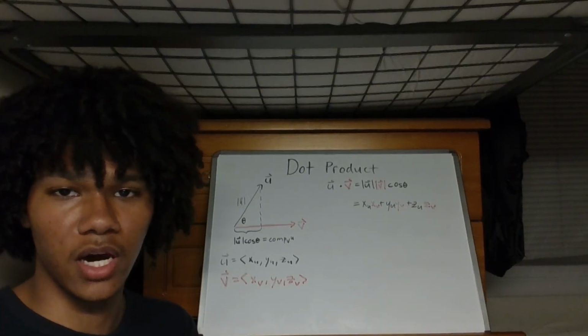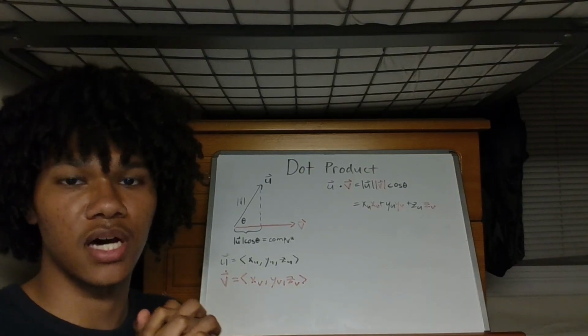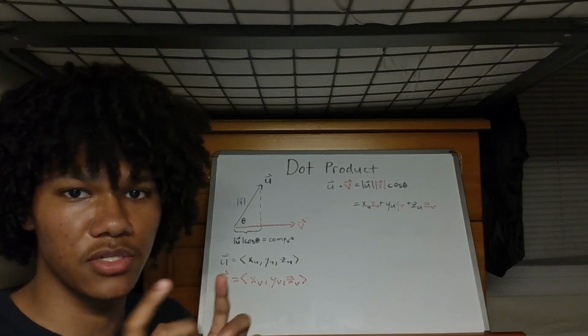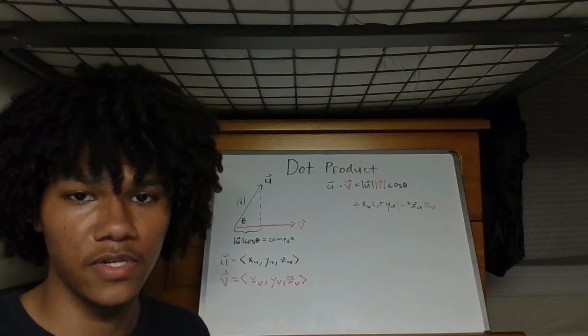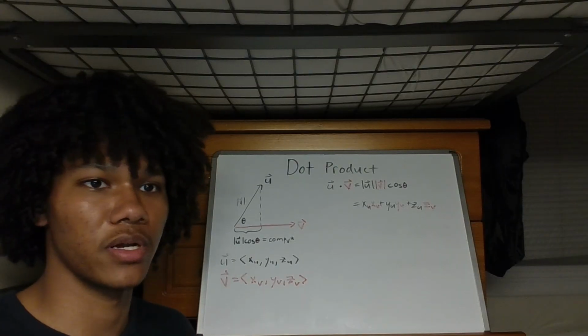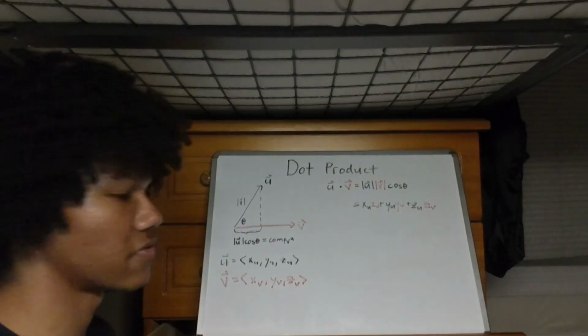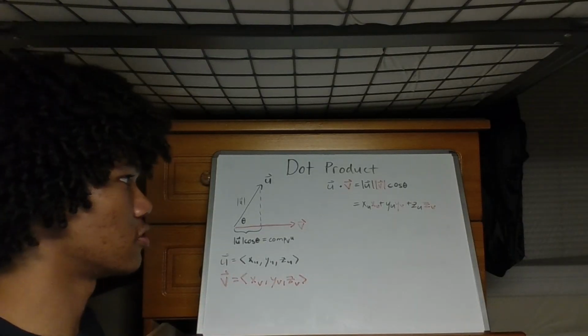One of the significant operations between vectors is the dot product, and this operation takes in two vectors and returns a scalar. What that means is it does not return a vector, but just a number.